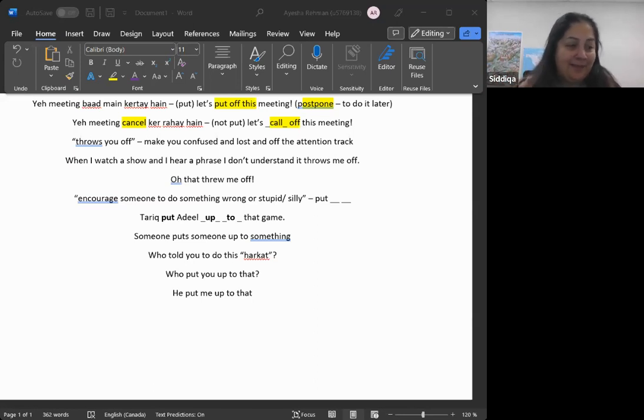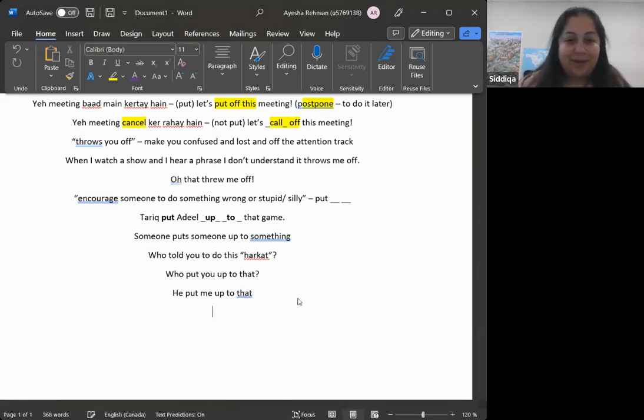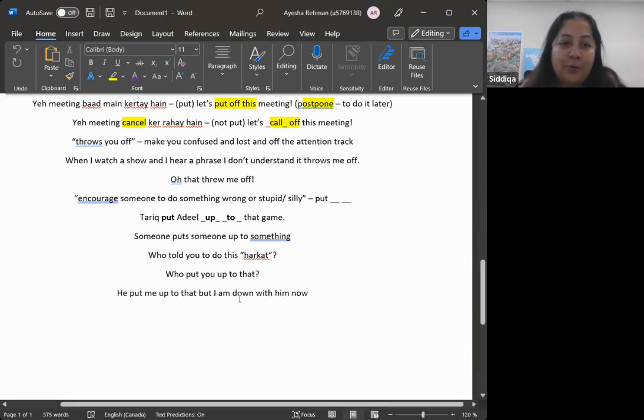When somebody asks like who put you up to that, and I have to reply, then if I want to add this sentence, please correct me if I'm wrong. He put me up to that, but I'm down with him now. Is it correct to use down?